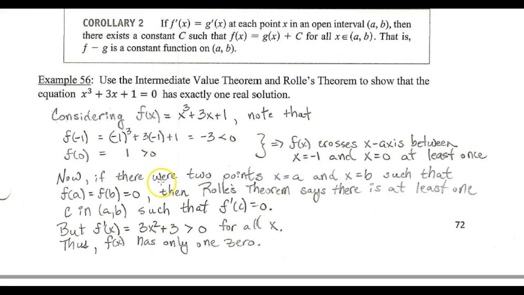Okay? So if there were 2, that is, x equals a and x equals b such that f of a and f of b were 0, then Rolle's theorem would say there's at least one c such that f prime of c equals 0. But f prime of x in this case is 3x squared plus 3, which is always a positive number. That means that f always has a positive sloping tangent line, which means that it's constantly increasing. It can't come back down. So f of x only has 1 zero. That's the end of example 56.